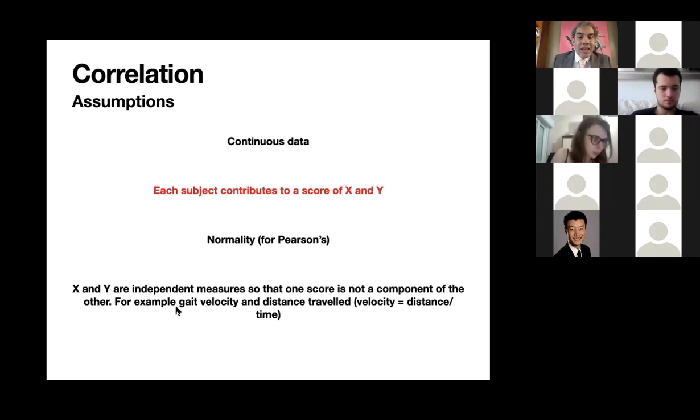For example, gait velocity and distance traveled. Why is this not a good correlation? Because this will always have a really good correlation. Why? Because velocity has distance within it. Because velocity is distance divided by time. Okay? So these two variables are dependent. So you can't do a correlation between these two variables because they are dependent. The two variables should be independent, so the correlation means something.